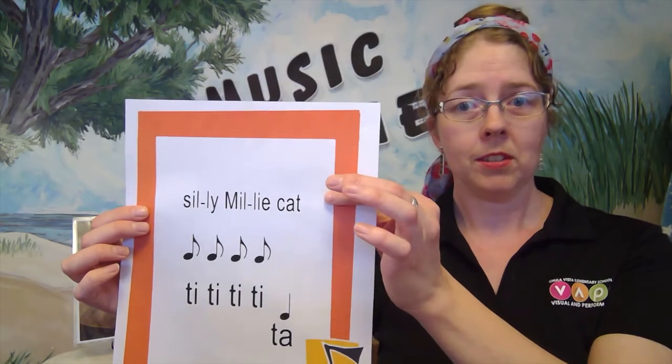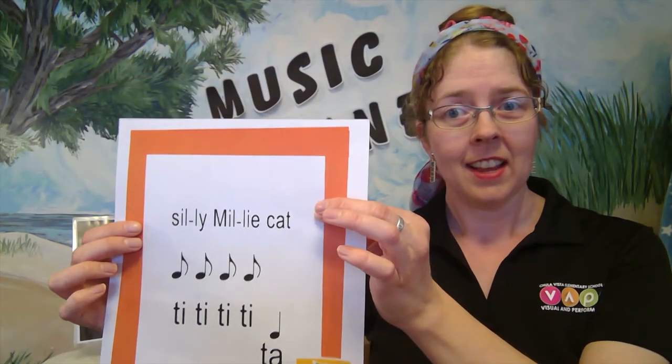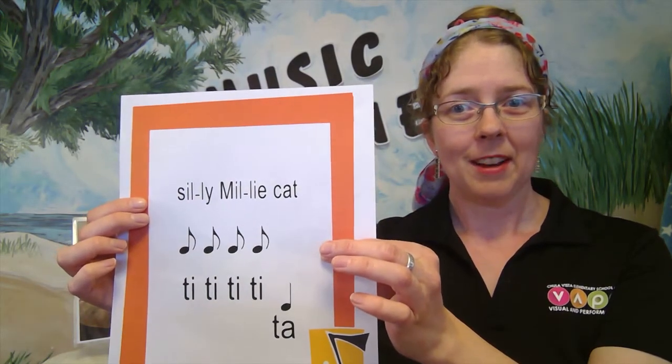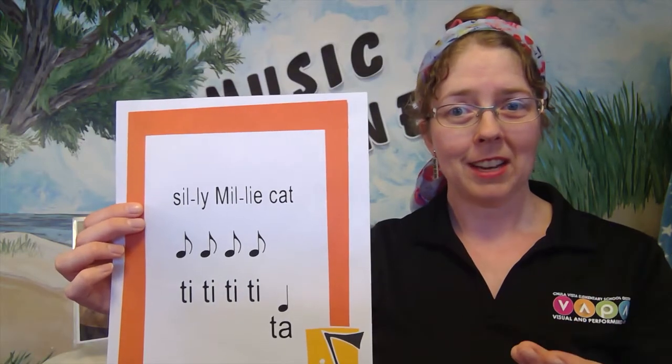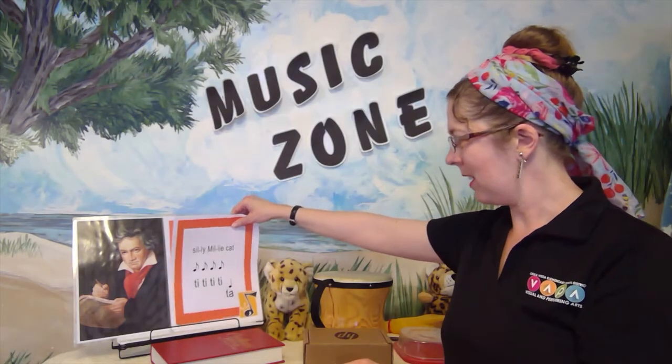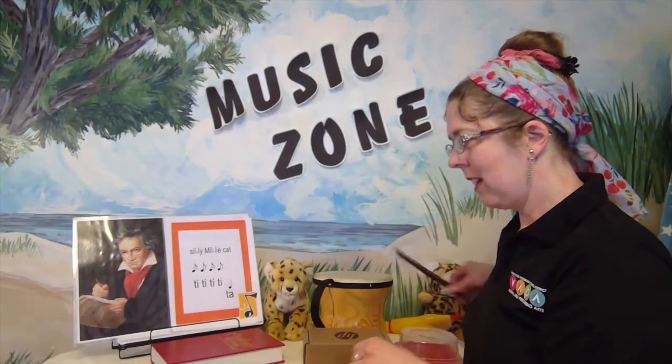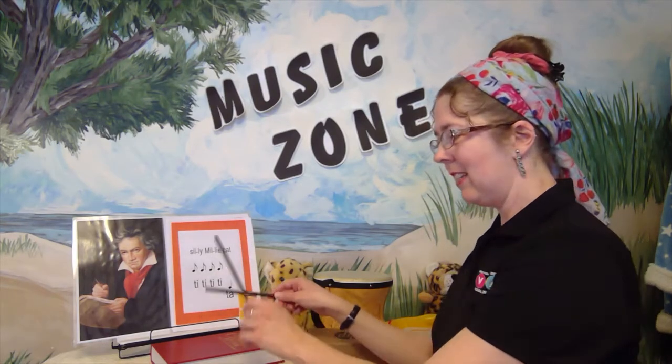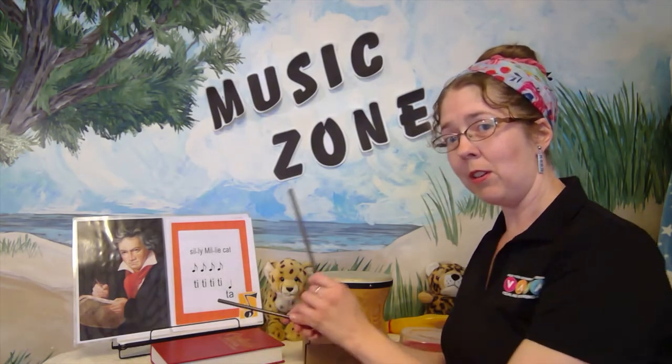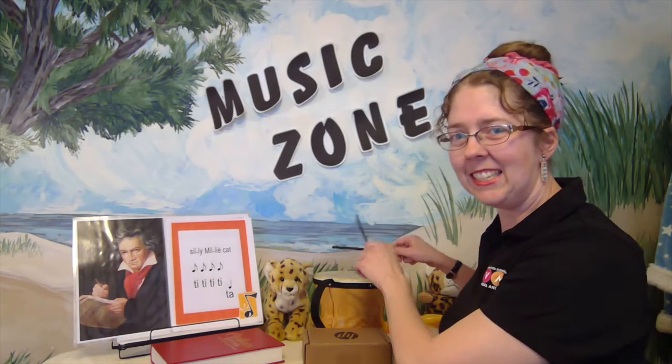You take a musical sentence or a very short sentence, and then you figure out how it would clap or how you would make sound out of it, and then you just play it on your various instruments, okay? Let's try this on each of my instruments and see if we can make it sound like that. So, Silly Millie Cat, Silly Millie Cat. You can also think ti, ti, ti, ti, ta. Let's try it on the drum.